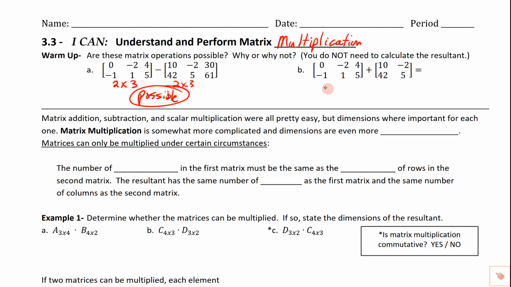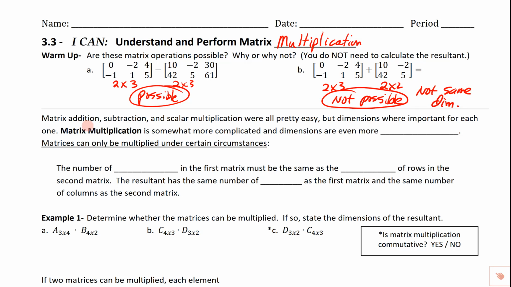This one right here is a 2 by 3, and this one is a 2 by 2. So this one is not possible. So we'll just write not possible here. And then we need to include a reason for that. So it's not possible, and here's why. Not same dimension. And I'm going to write DIM for dimension. So there's our reason on that one.